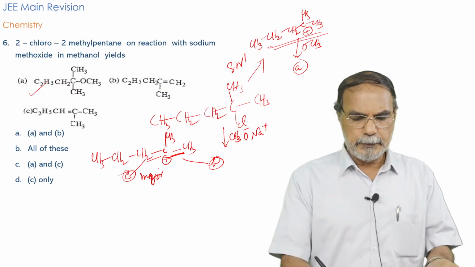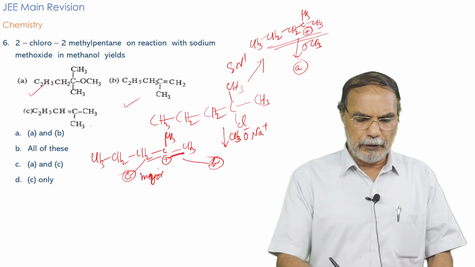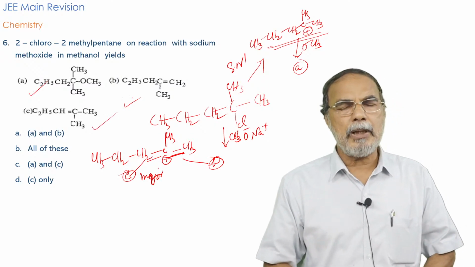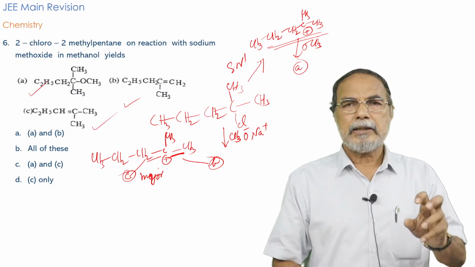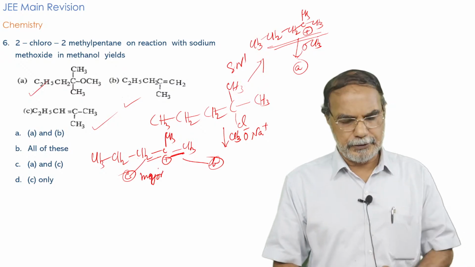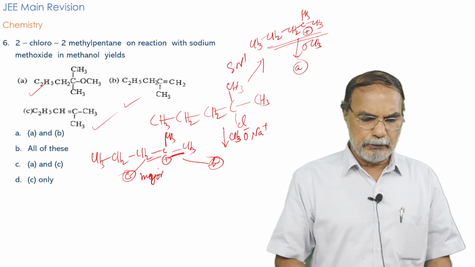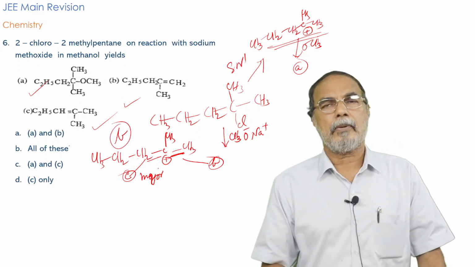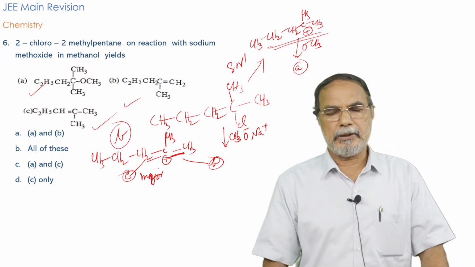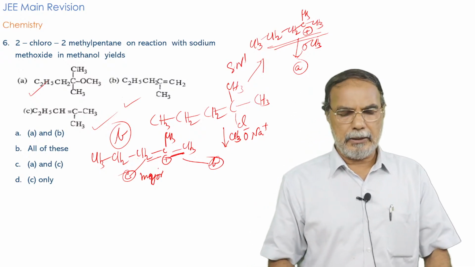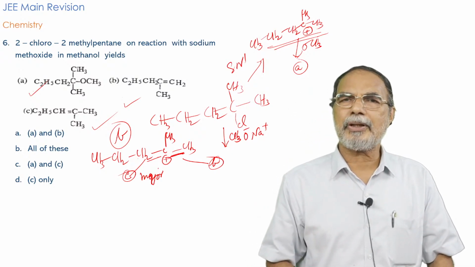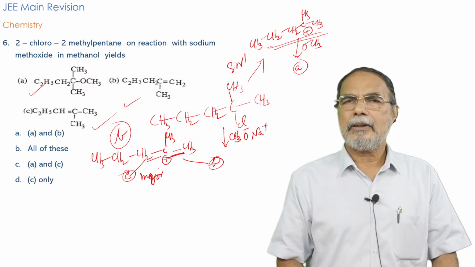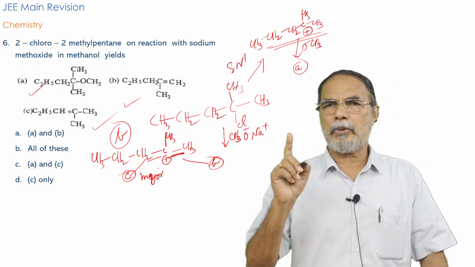So these products are also formed, and therefore all the 3 products are possible with C as the major product in this reaction. So the correct answer to this question would be B. All of these products are possible in this reaction. So again, a wonderful carbocation chemistry. It is Sn1 reaction. Remember that in Sn1 reaction there is carbocation generation.